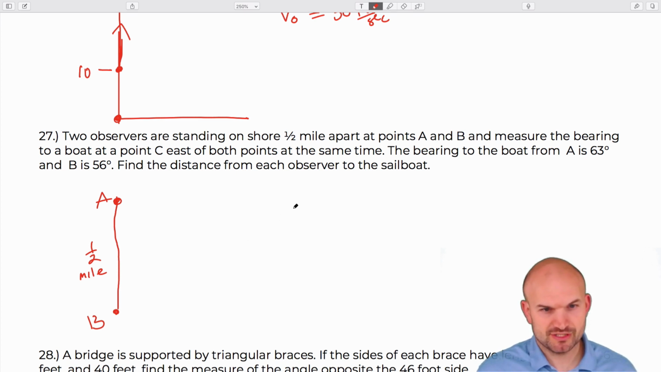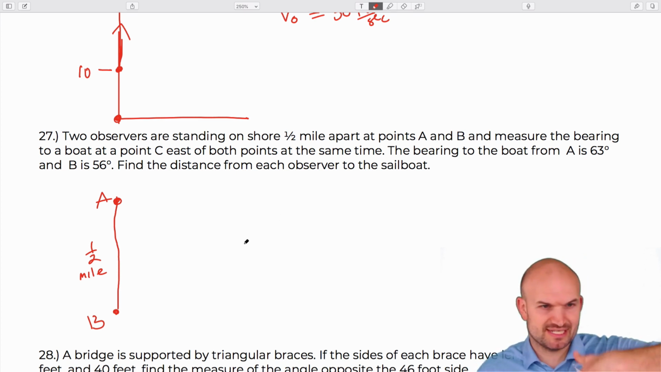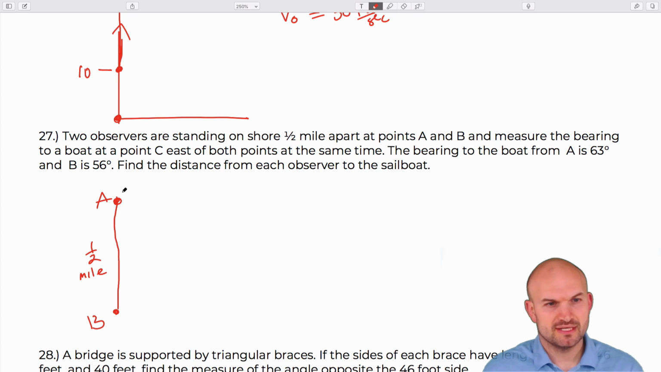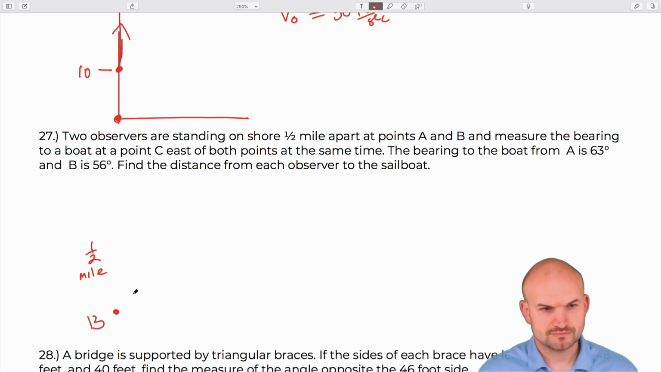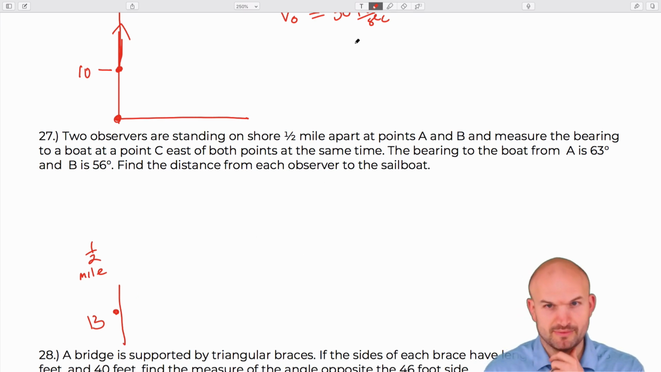I didn't really do that correctly. If we're doing 56 and 63, let's put A down a little bit lower. So A has a bearing of 56 and C is going to have 63. Okay, so here, why don't we just do A and then we'll do B from there. Let me just erase everything.